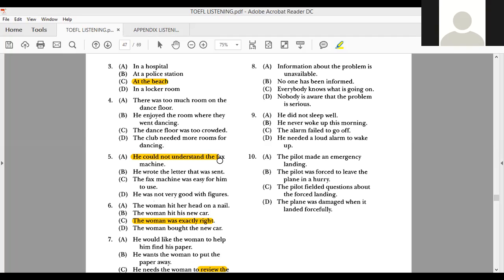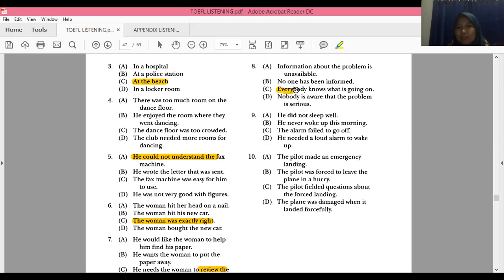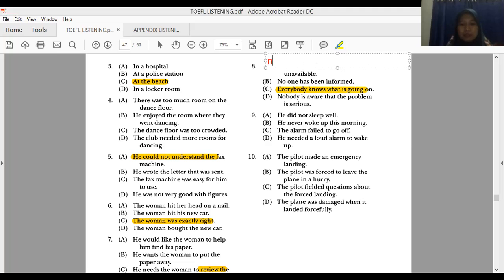Bravo. No one is unaware. Double negatif. No one is unaware. Nggak ada yang nggak sadar, nggak ada yang nggak tahu. Kalau bravo, no one has been informed. Tidak ada yang dikasih tahu. No one is unaware. It means everybody is aware. This one. No one is unaware. Same with everybody. Semuanya sadar, semuanya tahu. So everybody knows what is going on.